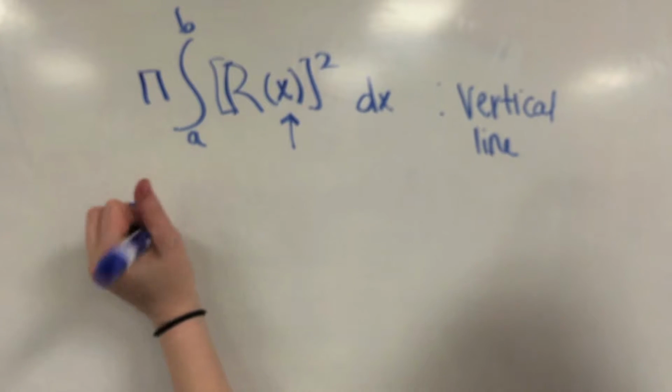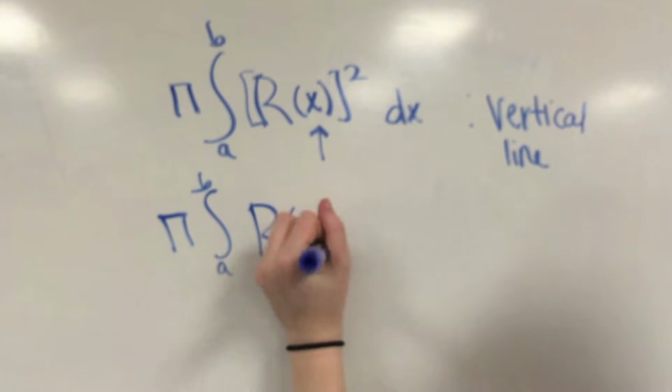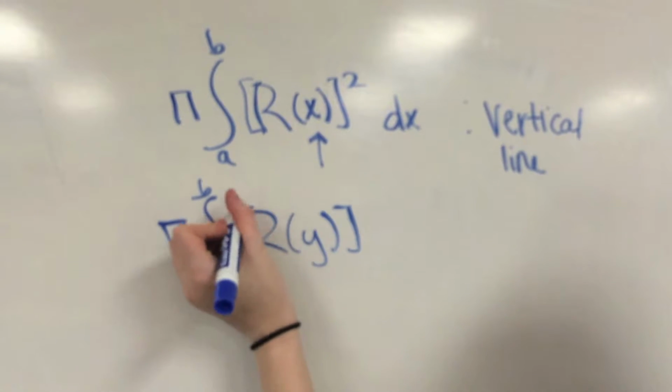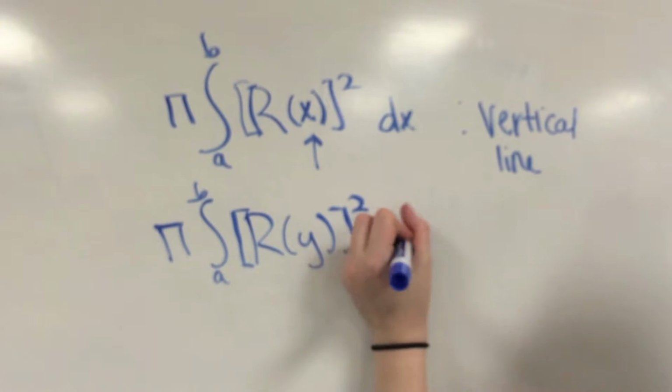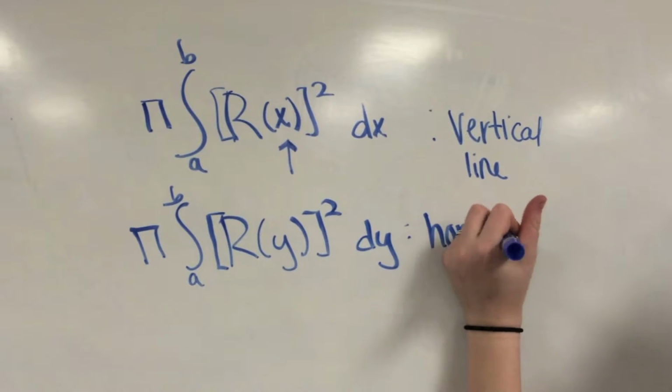If you're revolving around a horizontal line, it's the same equation, pi integral from a to b, but it's big R of y dy instead of dx. And that's to do with revolving around a horizontal line, and make sure you do this in terms of y.